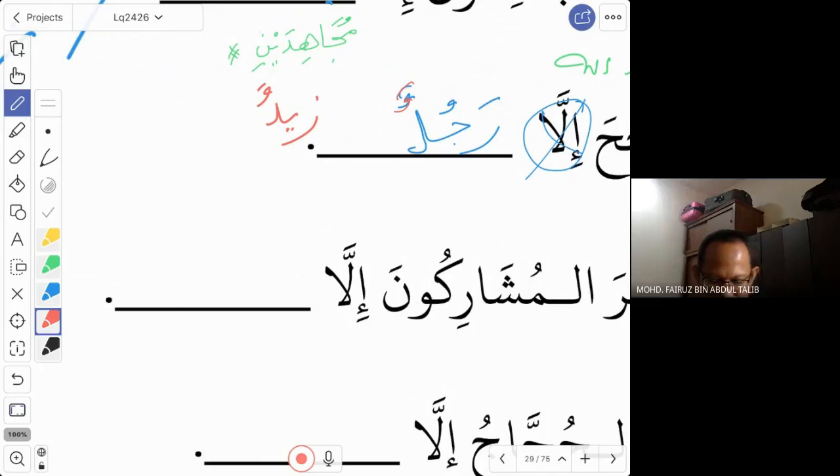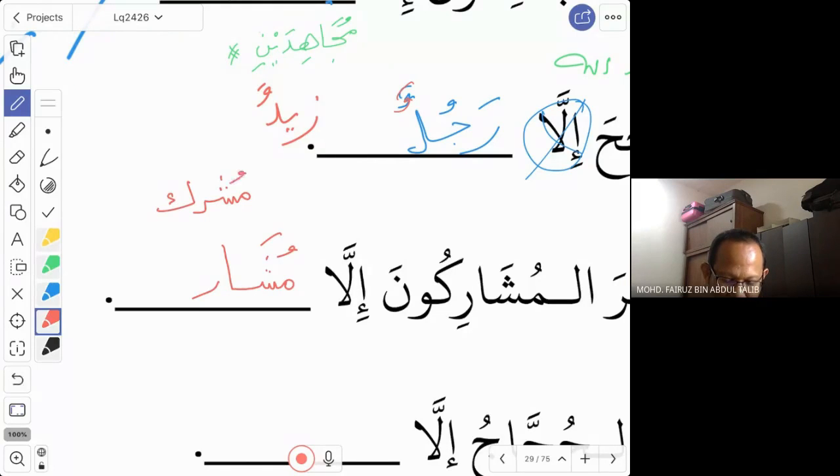So what is the mufrad for musharikun? Musyarik, not mushrik. Don't confuse this with mushrik. They belong to the same root word, shin, ra, ka, to share. Mushrik is somebody who says that Allah has associates. Musyarik is to share, to participate. So these are two different words, even though they belong to the same root word.